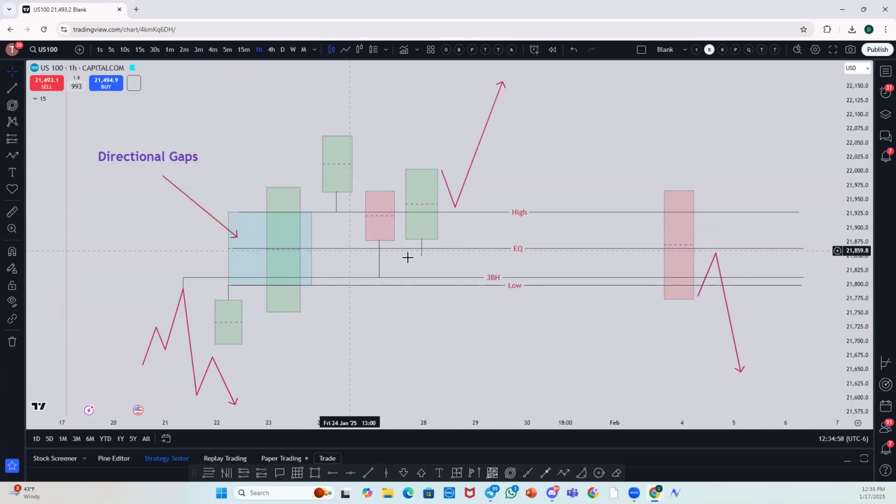So how do we trade this? If we are looking for a continuation trade, we want to trade back into the gap. We prefer no closes below the equilibrium, and we can wick any of these key levels.